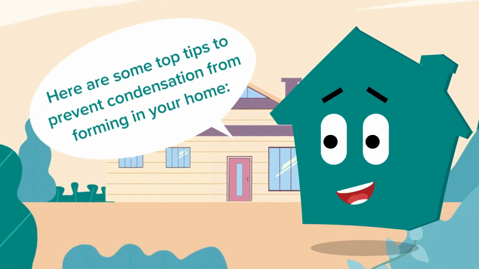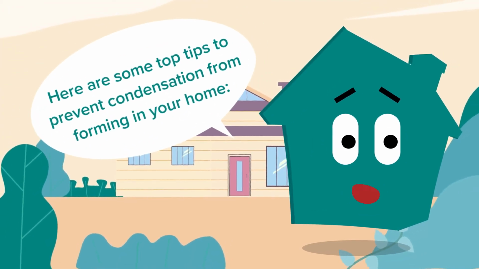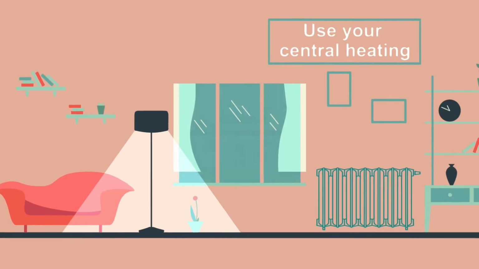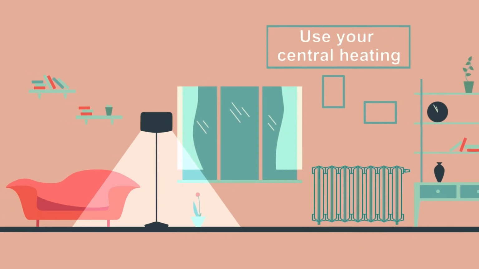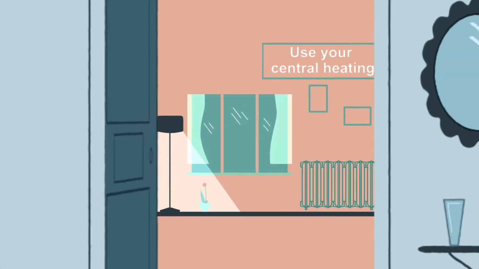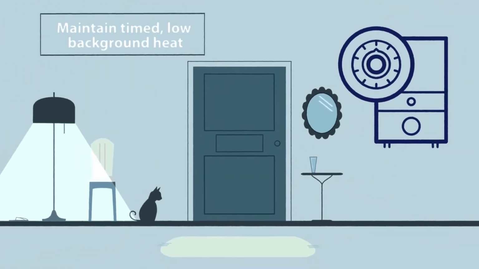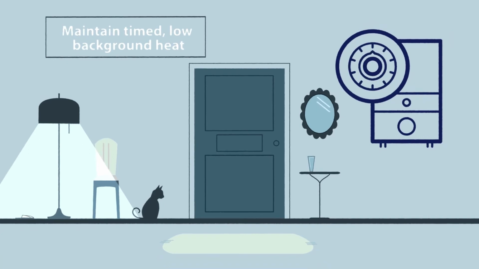Here are some top tips to prevent condensation from forming in your home. 1. Use your central heating rather than portable paraffin, bottled gas, or other vapor-producing heaters. 2. Keep your heating on a timed low background heat rather than short bursts of high temperature heat.